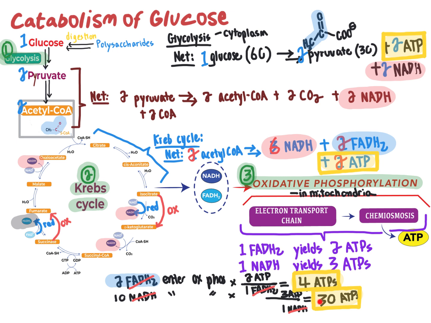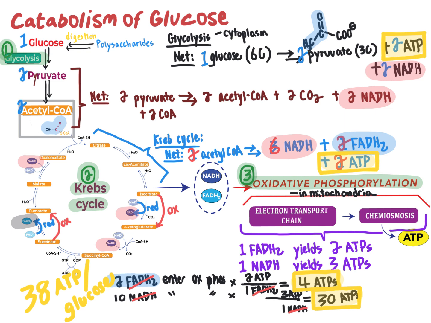So adding that all up, we have 30 plus 4 plus 2 plus 2 gives us a grand total of, if all of metabolism is working ideally, 38 ATPs can be generated per single glucose molecule passing through this perfect system of catabolism, beginning with glycolysis, then proceeding to convert pyruvate into acetyl-CoA, passing perfectly through the Krebs cycle, and oxidative phosphorylation occurring.